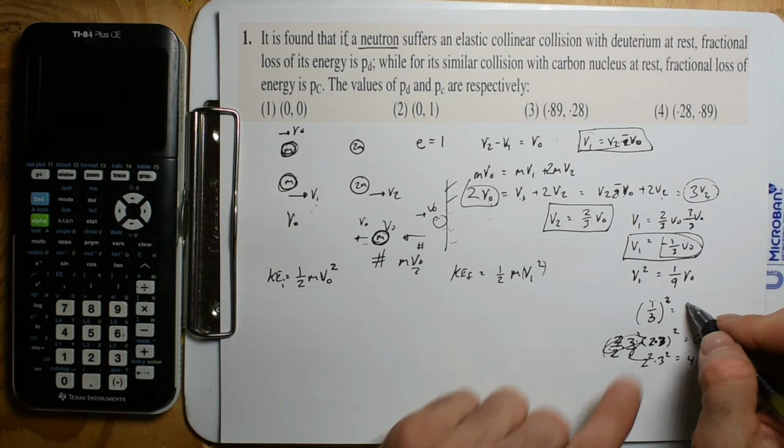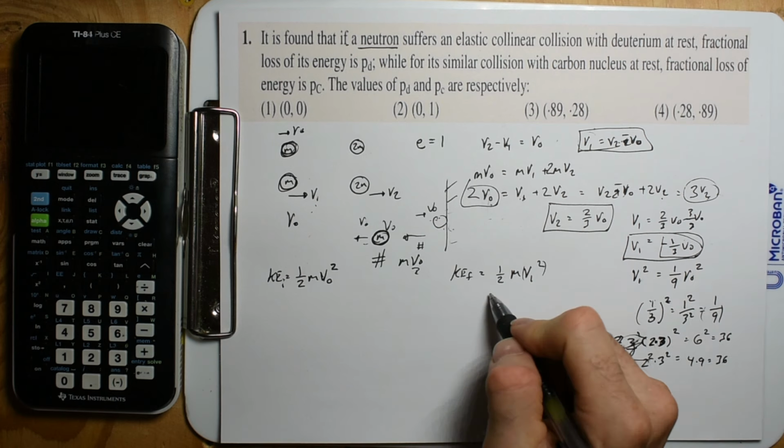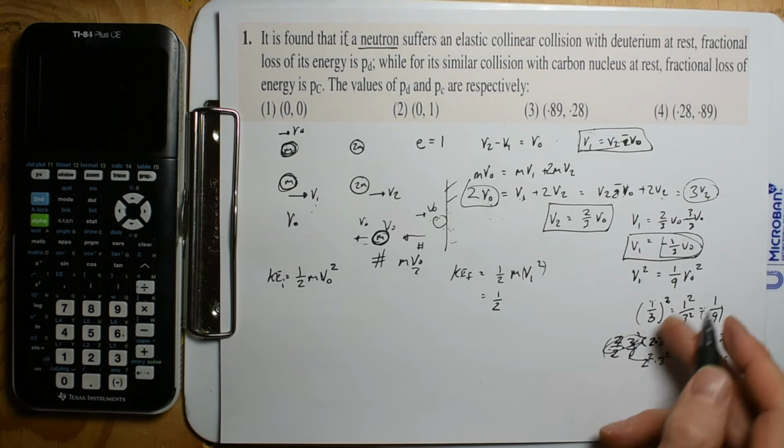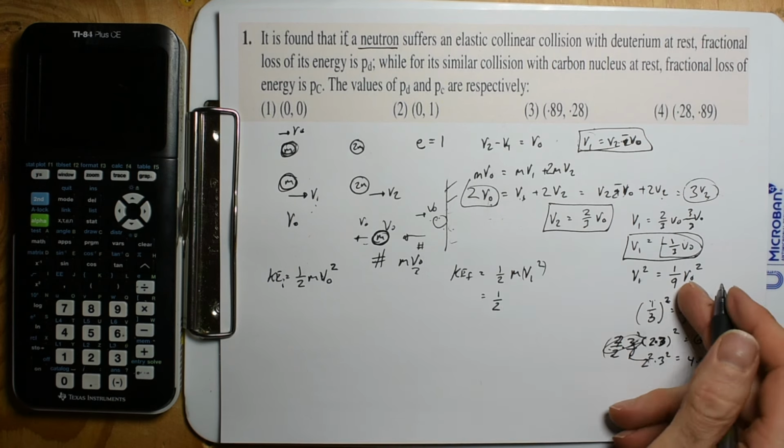Sweet. And then this is going to be 1/9 v naught squared. So cool. We're going to put that into here. We're going to have 1/2, and in the problem they just kick these out. So 1/2 times 1/9 m v naught squared.